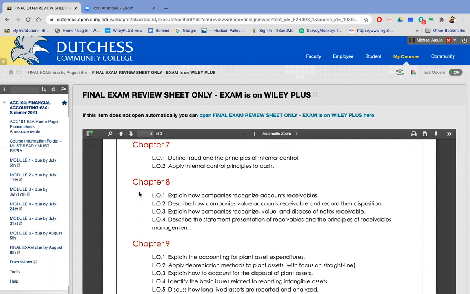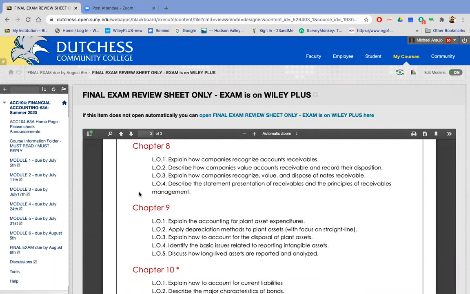But for the purposes of this course, which is a transfer course for all business students and not specifically accountants, it's important that the most vital portions of each chapter are discussed. And there's nothing more important in chapter 7 than fraud and internal control. So please make sure you review that.